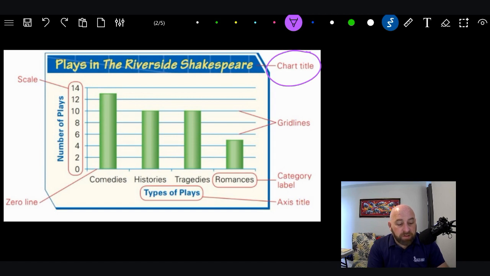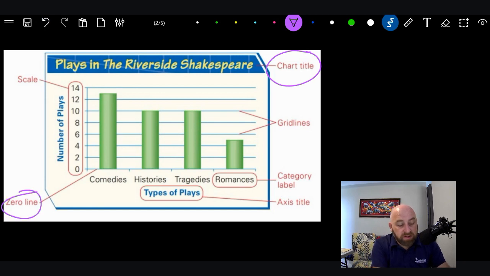And now over here, they have this labeled with the number of plays. The number of plays goes from 0 to 14, and that's called the scale. The amount going up and down is the scale. And then on the bottom here, these are called categories. So comedies, tragedies, histories, romances, these are the different categories of plays that Shakespeare had. So those are labels.